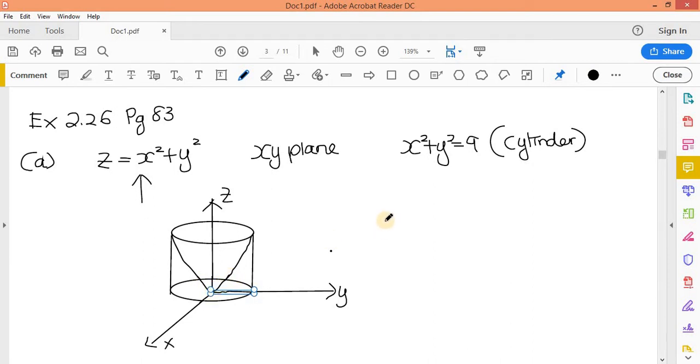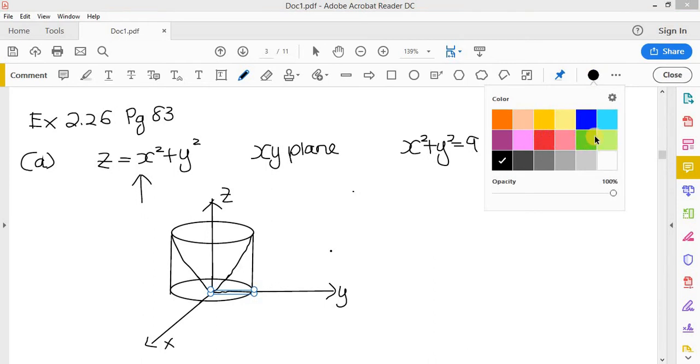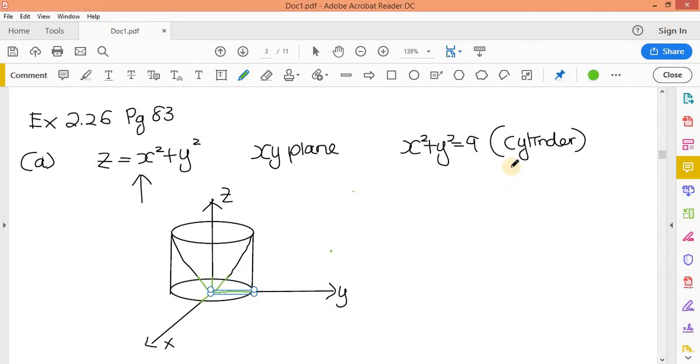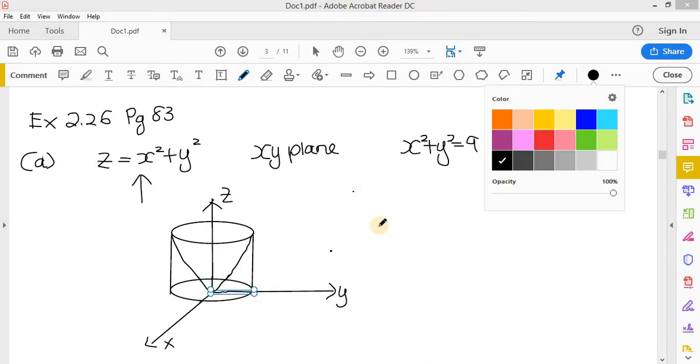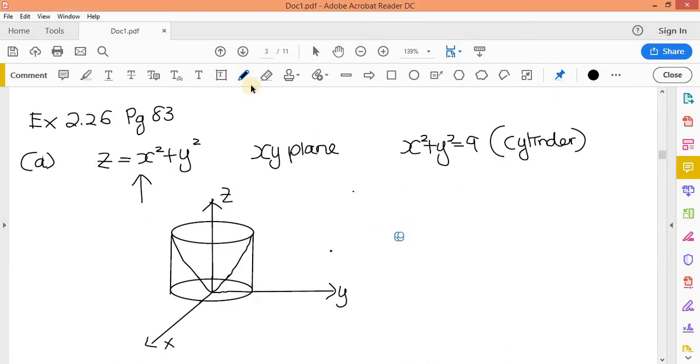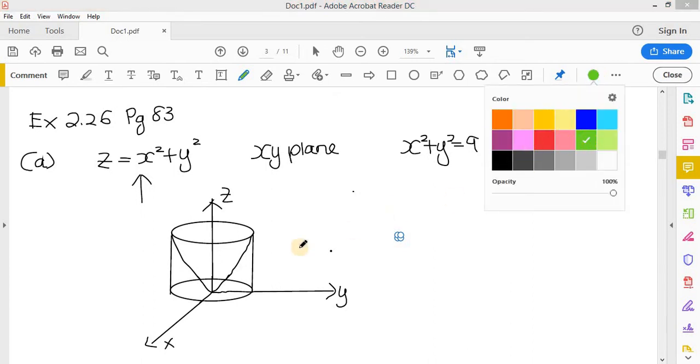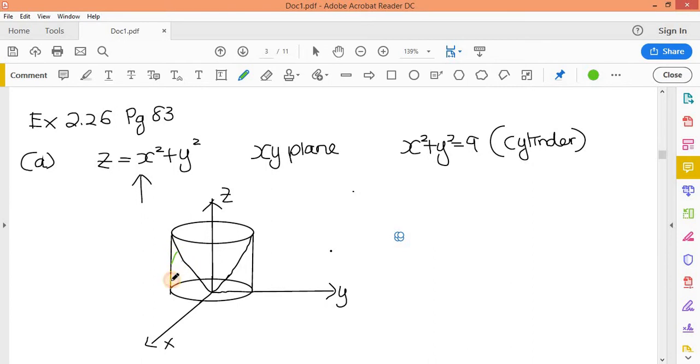Okay, so things will be like that. So bounded above by this paraboloid, side by the cylinder, below by the plane. So it means now the region that you need to find, its volume will be here. Can you imagine?